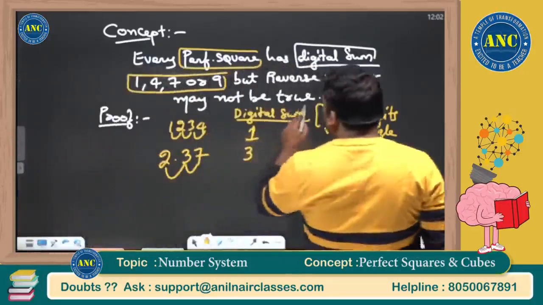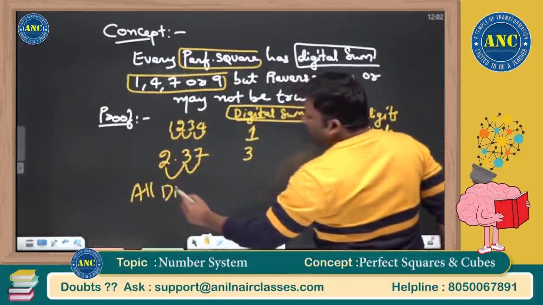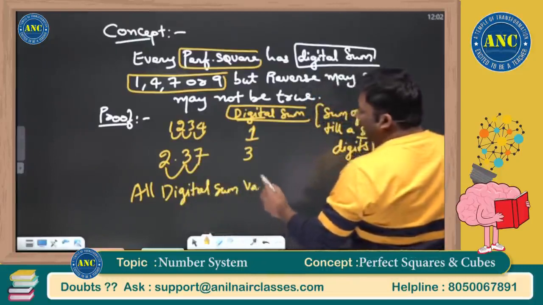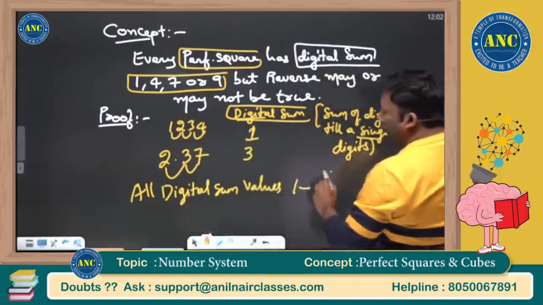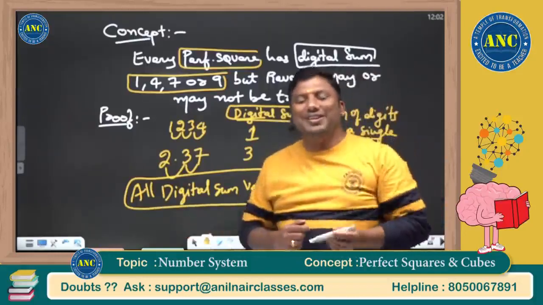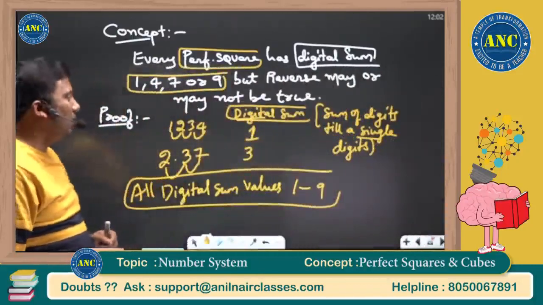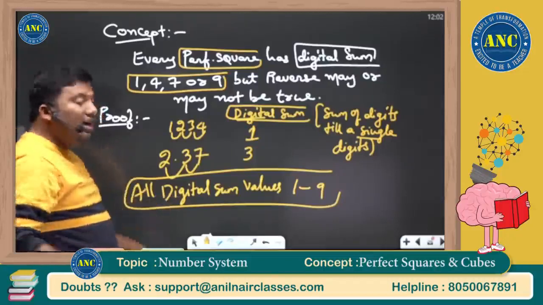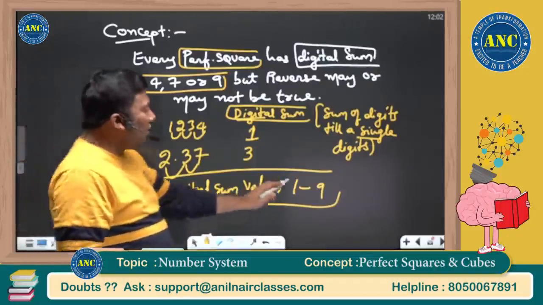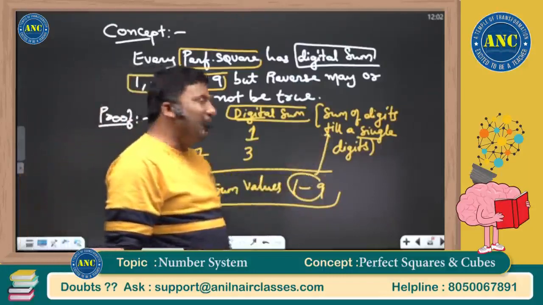Now, because the definition of digital sum is to continue until a single digit is obtained, all the digital sum values will range from 1 to 9. Why? Because we are summing the digits till a single digit is obtained. 0 is not possible. So what values can the digital sum take? It can be 1, 2, 3, or up to 9, because these are all the possible single digits.